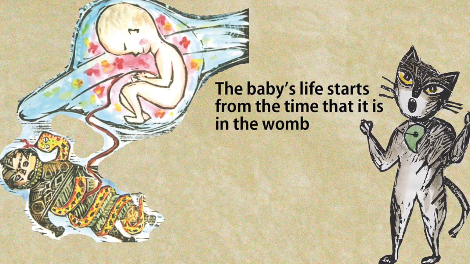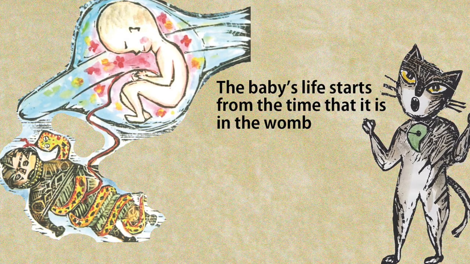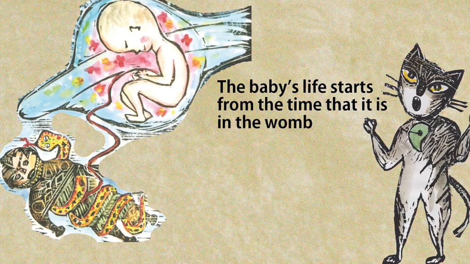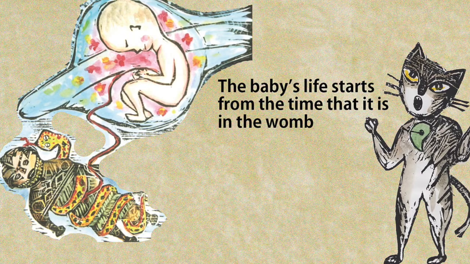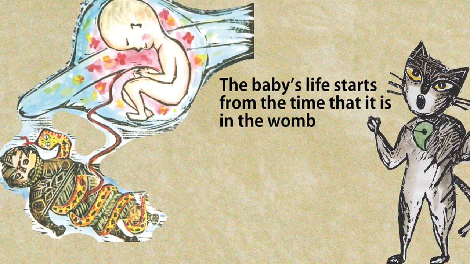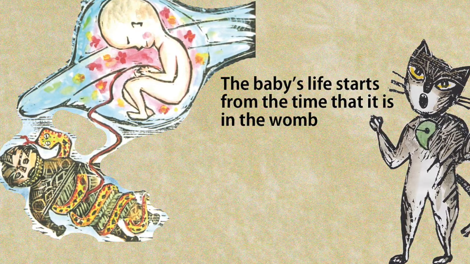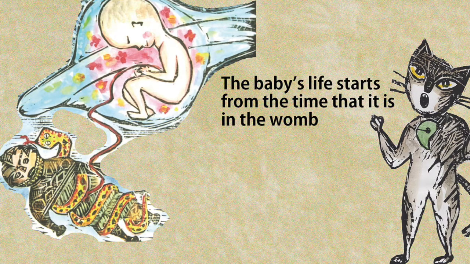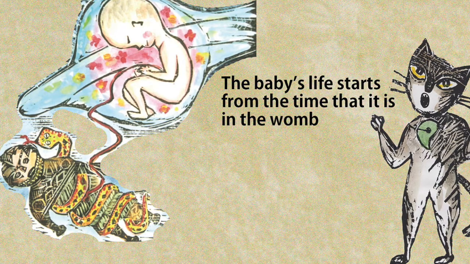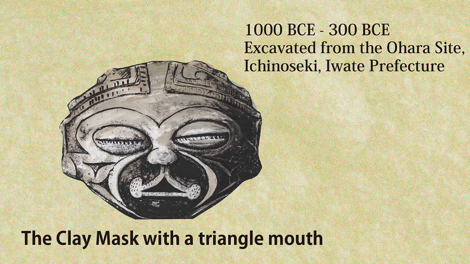Exactly so. People of today think that life starts with the time the baby is born, and everyone starts counting its age from the day it came out. However, in Japan in the past, by the time the baby came out, it was already considered to be 1 year old. So now, if we say 3 years old, it used to be 4 years old, and 19 used to be 20. By the way, in the clay mask, the mouth is opened in the shape of a triangle.